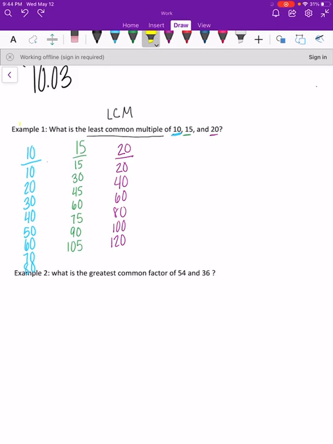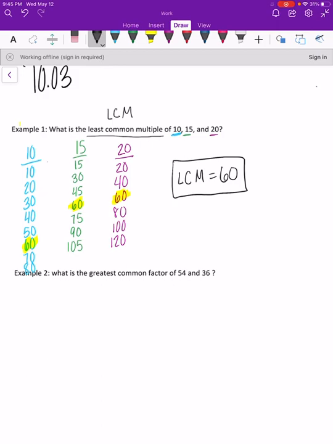Here's a 40, and here's a 40, but my 15 column doesn't have a 40. That's not 50. Let's look at 60. Here's a 60, here's a 60, oh, and here's a 60. So 60 is the smallest number that they all have in common. So my least common multiple is 60. And just count by that number. So like with 10, we counted by 10s, 15, count by 15s, 20, count by 20s. I like to list out my numbers like that because it's really easy for me to see.